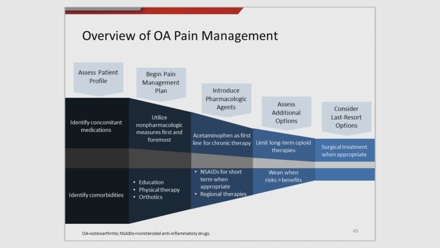Increasing analgesia, depending upon the severity of the osteoarthritis and the lack of response to initial therapy, may include nonsteroidals and opiates. And if you're going to use long-term opiate therapies, one must consider the risk versus benefits and wean them when the risks exceed the benefits. For those patients who do not respond to our typical treatments, who have excessive comorbidities, who have exhausted non-pharmacological and pharmacological therapies, the last resort option is then surgery.